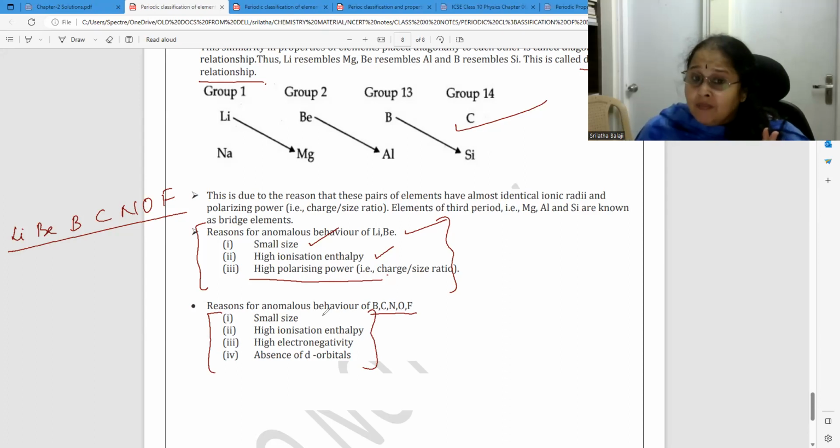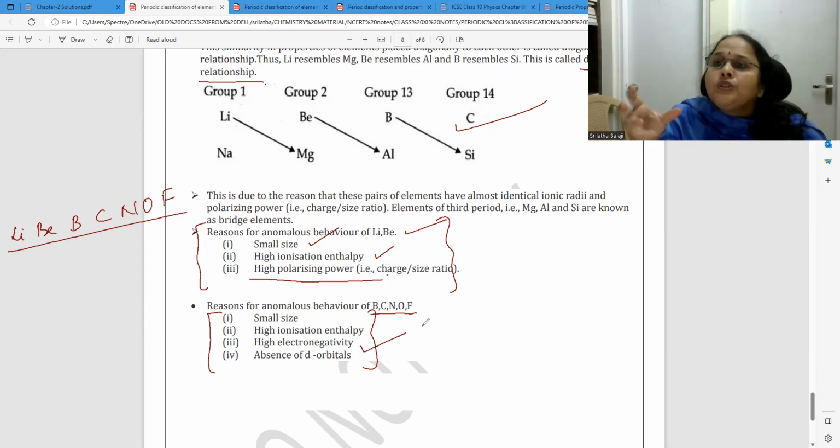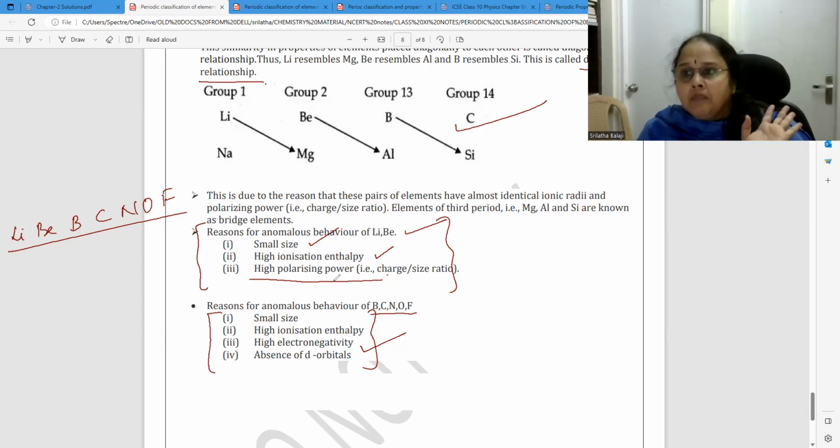One of these could be triggering the anomalous behavior of boron, carbon, nitrogen, oxygen. One is small size, high ionization enthalpy, then high electronegativity. Electronegativity is a term I can use for non-metals. I cannot use it for metals, because metals will never have a tendency to gain electrons. Metals will have a tendency to only lose electrons. That's why we didn't use this term electronegativity in the first section for lithium, beryllium. But for boron, carbon, oxygen, I can use the term high electronegativity. And importantly, absence of d orbitals.